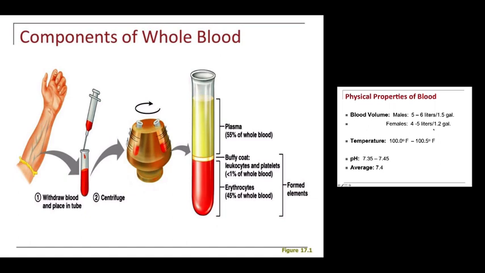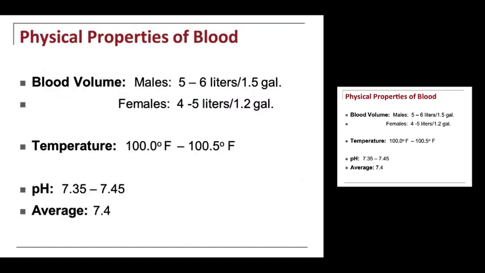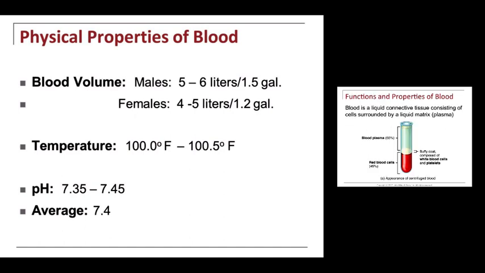Blood volume, males have about 5 to 6 liters, whereas females have somewhere between 4 to 5 liters of blood. The temperature is roughly 100 degrees Fahrenheit. The pH ranges between 7.35 and 7.45. So you're looking at an average of about 7.4. And the body, of course, has different buffering systems to keep that pH within range so that you don't get this extreme alkalosis or acidosis in the body. Keeps that very tight, narrow range.